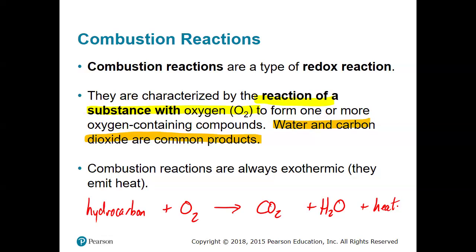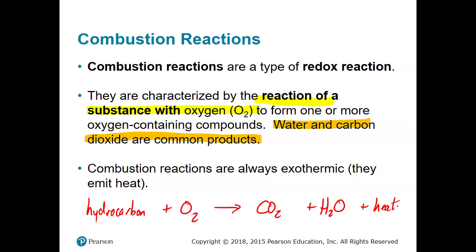The other thing that we'll always notice is that combustion reactions are always exothermic. Now, this shouldn't be any kind of surprise to you. Combustion reactions generate fire. Fire is hot. But nonetheless, that is a common characteristic. So we always will be on the lookout. If I see a combustion reaction of any kind, I'm going to see a generation of heat. I'm going to see a generation of light.